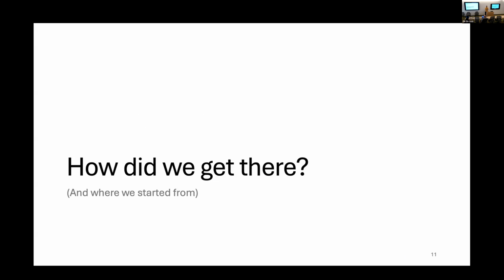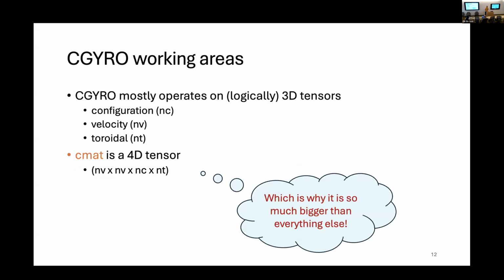So hopefully I motivated you that what we did makes sense, at least performance-wise. So how did we get there? Let's start with how CGYRO actually works. I'll not go into the physics of what's going on. Full disclosure, I'm not a physicist. I hardly understand what we are calculating here. I'm a computer scientist, so I'll focus on what I understand, which is how compute works.